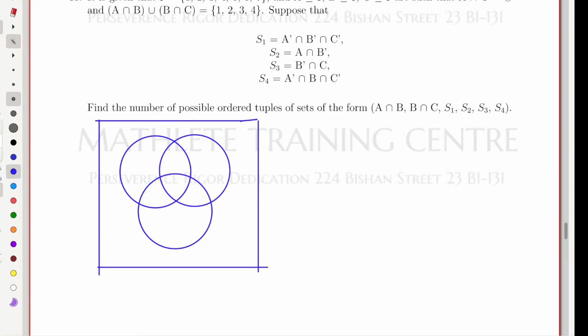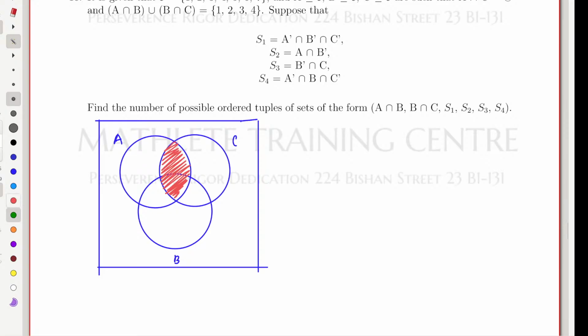The first condition says that A intersect C is empty. So there's not going to be anything inside here. Let me shade this region to make sure that I don't put anything within here. Now, A intersect B union B intersect C is 1, 2, 3, 4.